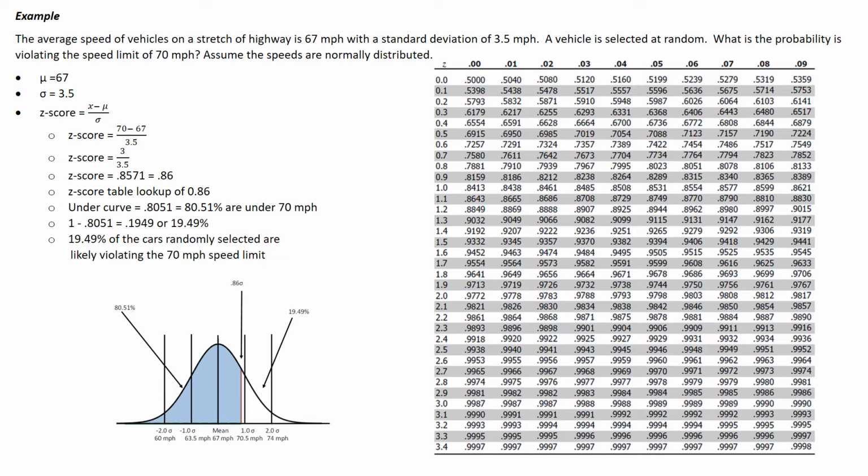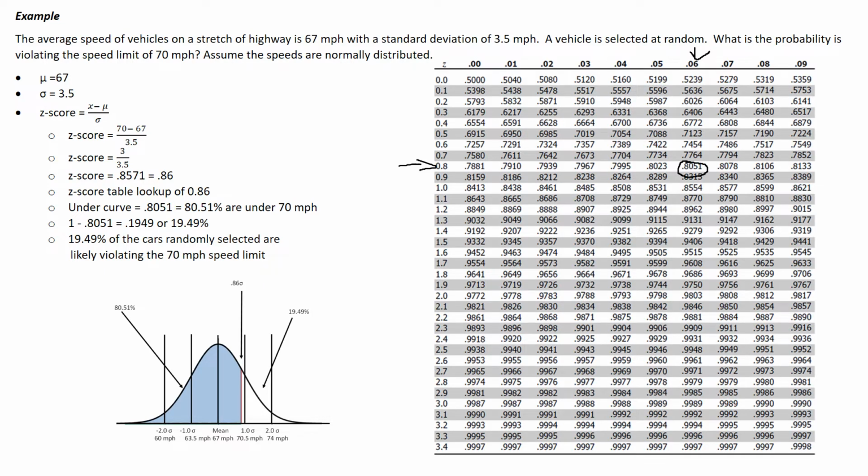Now I'm going to look up 0.86 because that's my z-score on the table. And it's positive, so I'm using the positive side. When I look it up here, I'm going to look at 0.8. There's 0.8 here, and I'm going to go across to the 0.06. So 0.86 is right here.